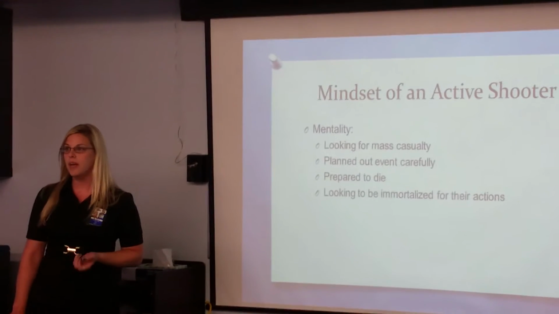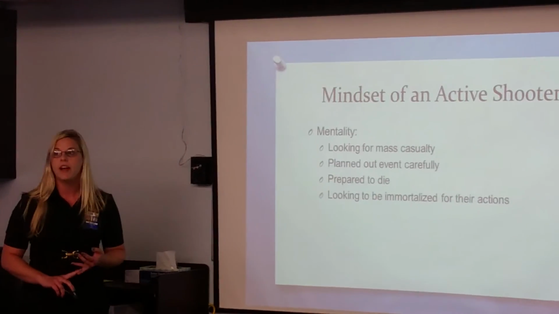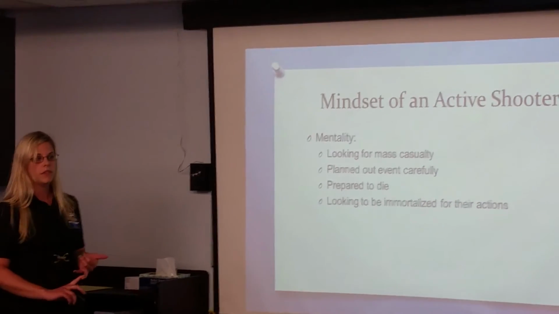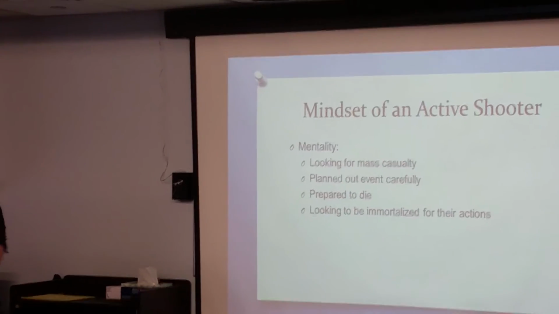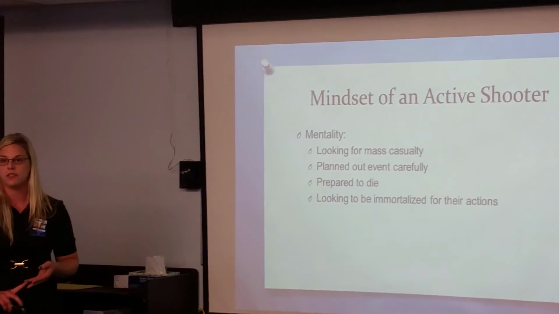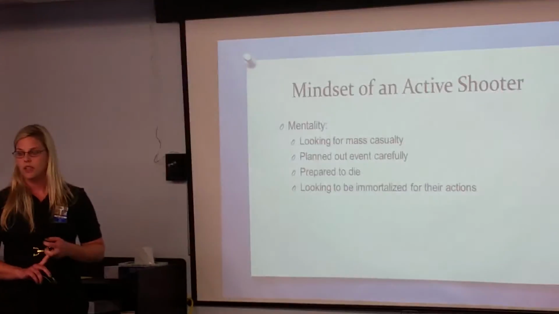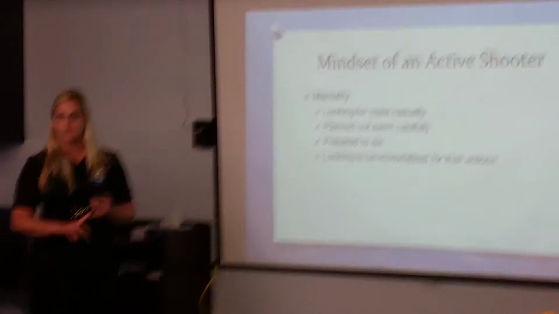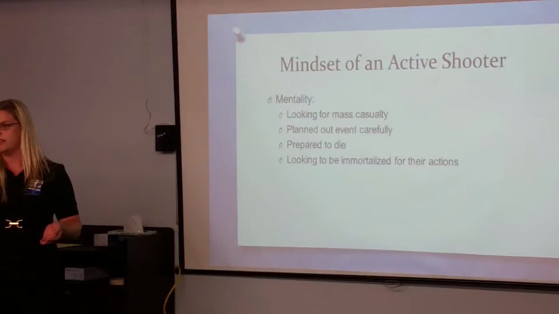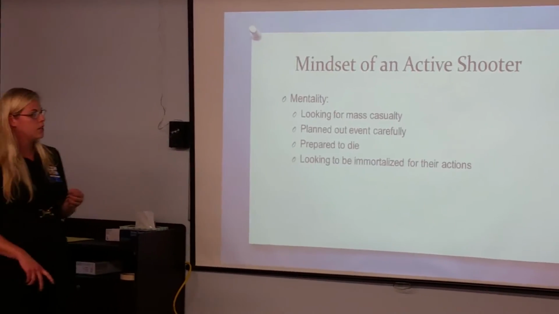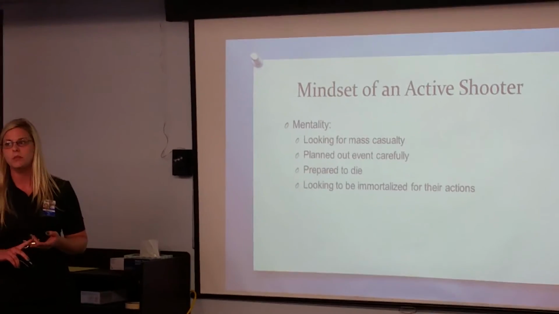Okay. So the mindset of an active shooter. An active shooter is looking for mass casualty. They plan out the event very, very carefully. The assailant from Aurora, Colorado spent a lot of time planning out what he was doing. He actually bypassed 2 theaters on his way to the multiplex in Aurora because neither one of those had signs to leave your guns in your cars. Like, there were no weapons allowed on premises at the Aurora Cineplex, which made it a more viable target for him. So it's planned out very carefully.